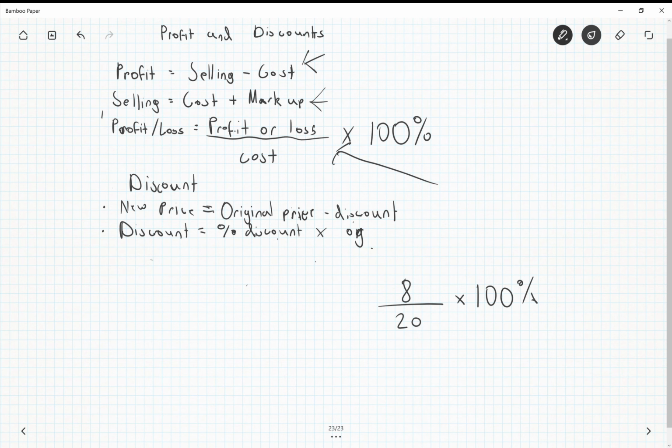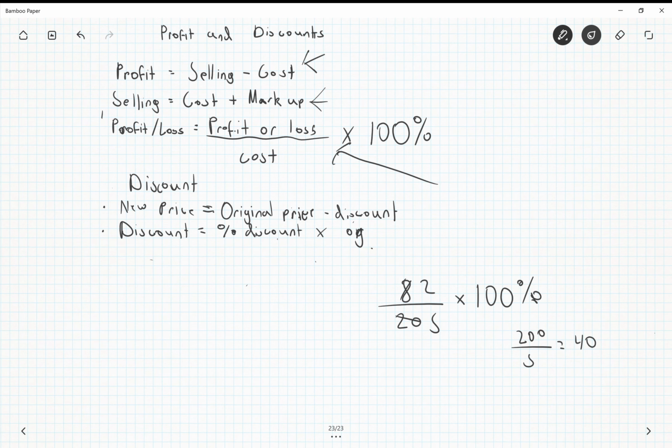And if you do some good simplification, you make this 2 and make this 5 if you divide both of them by 4. And now if you do 2 times 100, that equals 200. And if you divide that by 5, that equals 40. So you find that there is a 40% decrease in the travel time, because before it used to take 20 hours and now it takes 12.